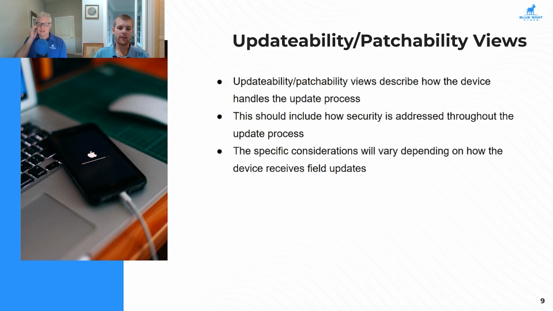But however that device is receiving updates, we need to figure out how security has been baked into it. Is it safe to say that one of the primary drivers for updatability and patchability is the SolarWinds attack? Yeah, that was a big one. Because we're looking at securing the supply chain for the updatability and patchability as well, right? That's one of the considerations.